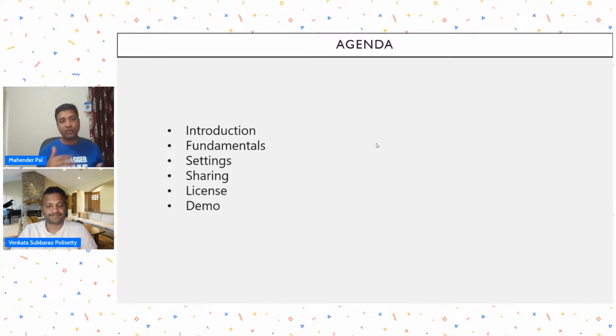And once we are done with that, we will see how we can configure the settings that are specific to the Canvas app. And we will see how to share your Canvas app with other users. So let's say, for example, you are the owner and you want to share it with other users, how we can do that. And lastly, we will discuss what license options are available for the Canvas app. Okay, and after that we will have the demo.